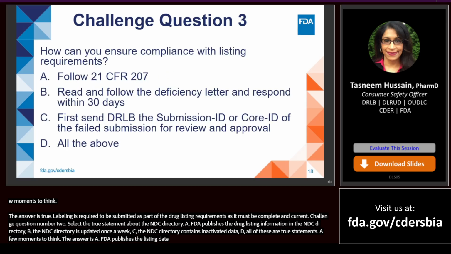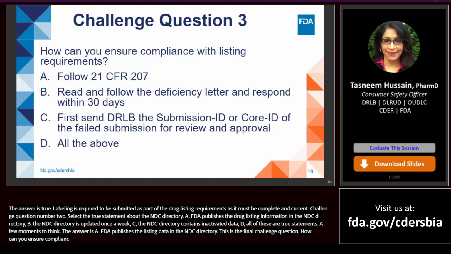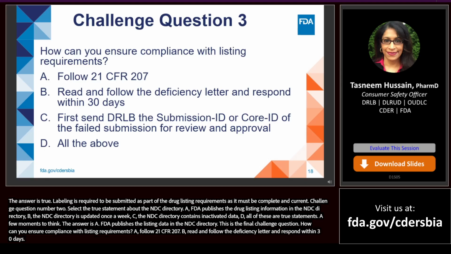Here is our final challenge question. How can you ensure compliance with listing requirements? A. Follow 21 CFR 207. B. Read and follow the deficiency letter and respond within 30 days. C. First send Drug Registration and Listing Branch the submission ID or the core ID of the failed submission for review and approval of the manual override. D. All of the above. We'll give you a few moments to think of the answer.